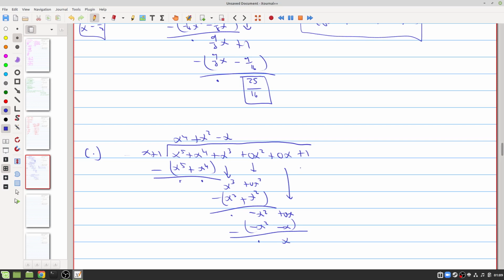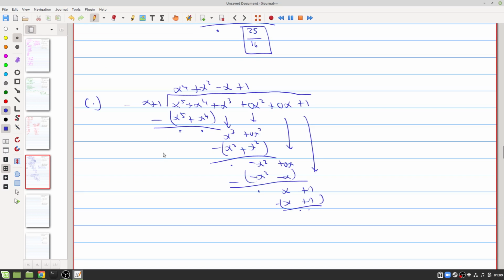X. And then bring down the 1. So x divided by x is 1. 1 times x is x. 1 times 1 is 1. And if we subtract that again, we get 0 at the bottom. So here's our answer. And the nice thing is it's pretty easy to test.